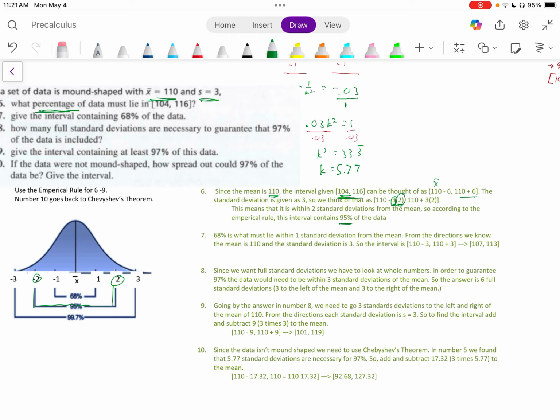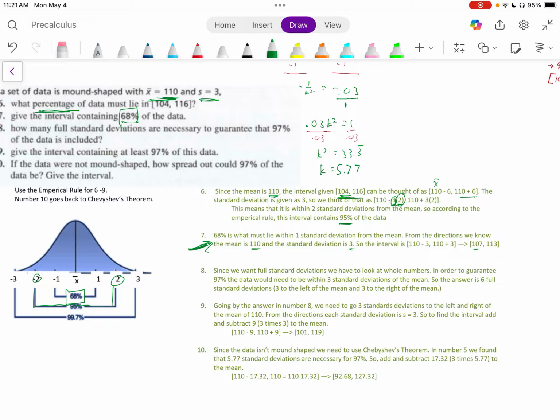Okay, give the interval containing 68% of the data. Well, 68 seems like a strange number, but here it is. That's within 1 standard deviation. So we're going to take our 110 and go 1 standard deviation to the left and 1 standard deviation to the right. From the directions, we know the standard deviation is 3, so we go 3 to the left and 3 to the right. 110 minus 3 gets us to 107, and 110 plus 3 is 113. So that interval will contain at least 68% of the data.